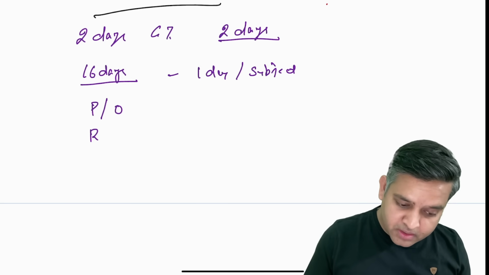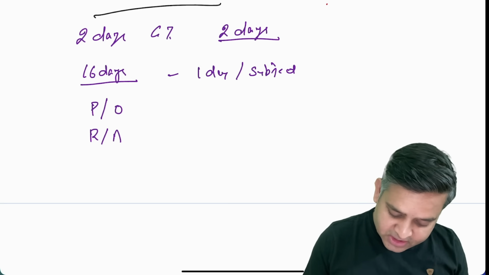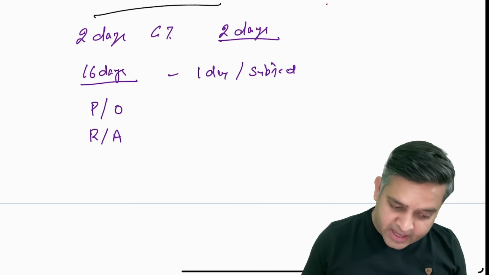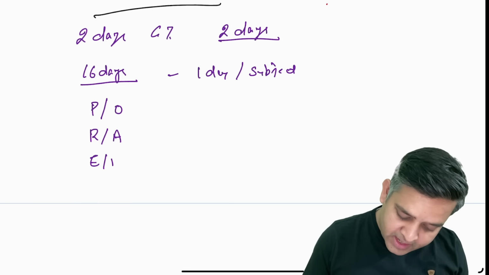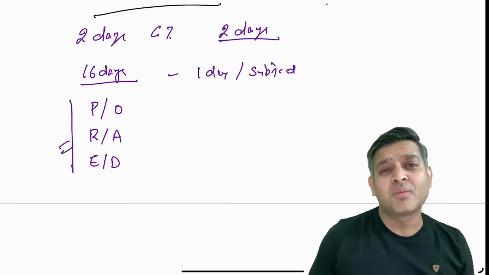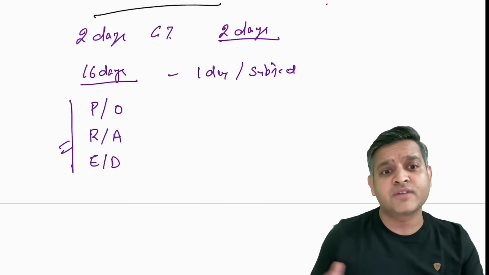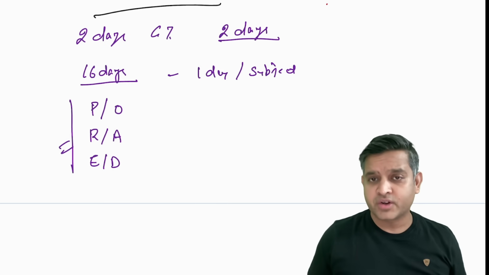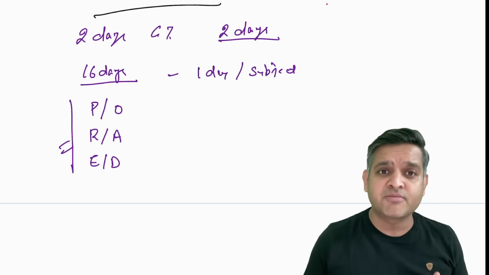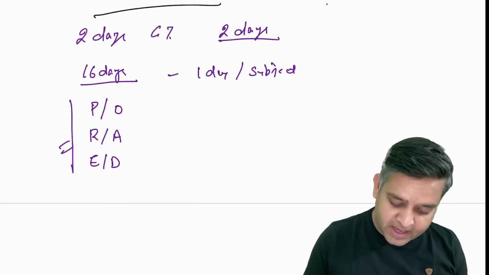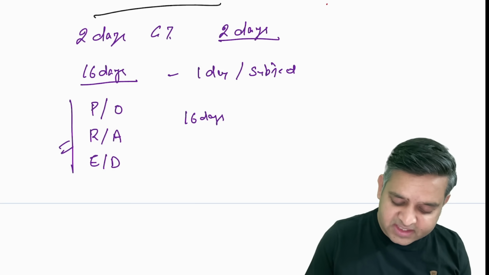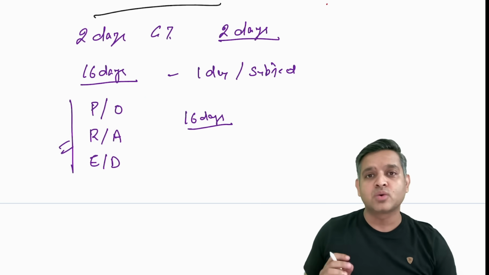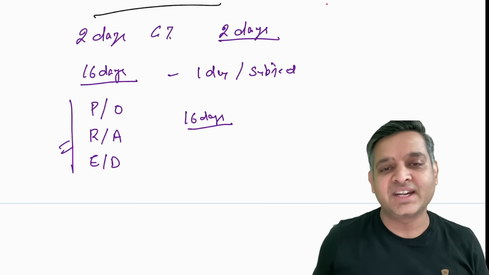I'm going to club radio and anesthesia as another day. And I will club ENT and dermatology as another day. You might club dermatology and forensic medicine also if you want, right? And now this will save me 3 days, and now I will be having 16 days, and in these 16 days, I will be able to cover all 19 subjects, right?